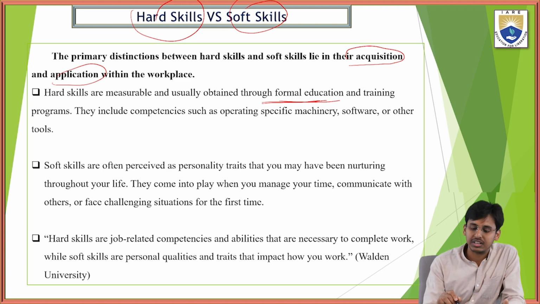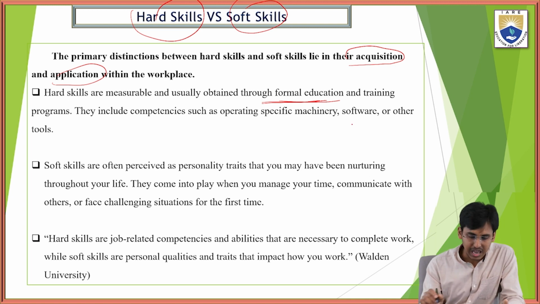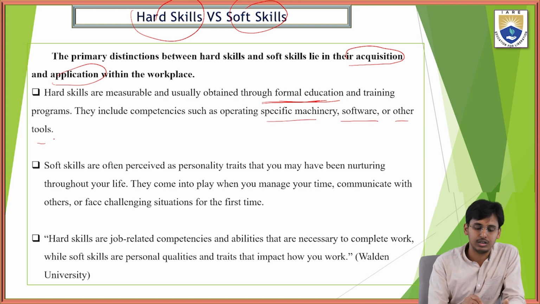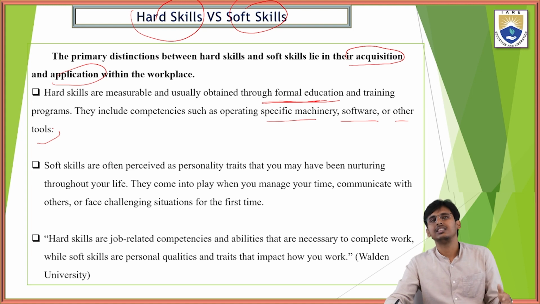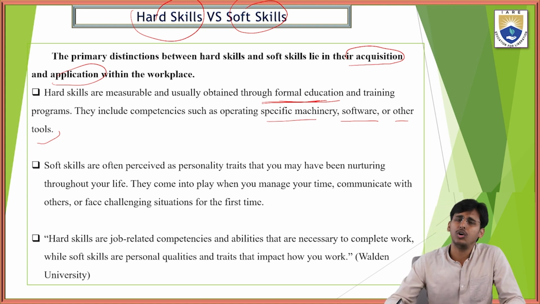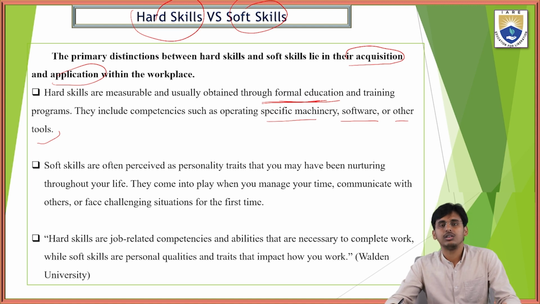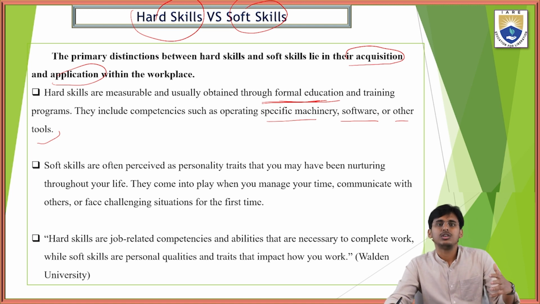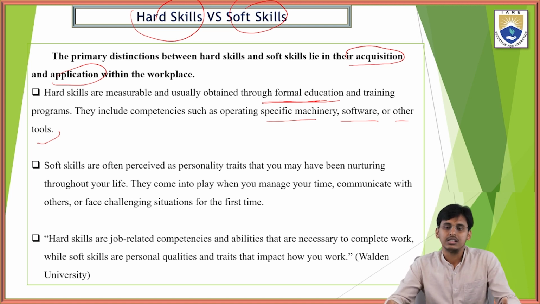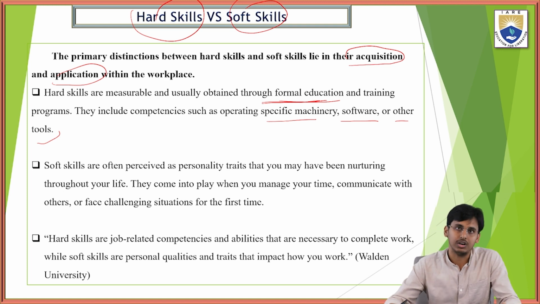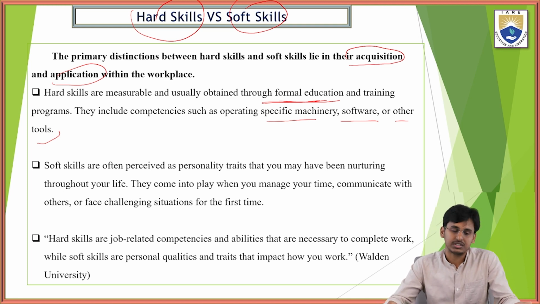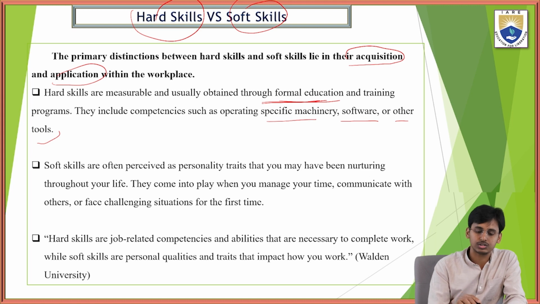They include competencies such as operating specific machinery, software, and other tools. So hard skills are all about the core competencies that are required for the work to be done. But they do not tell us how we will do this work. And for that, we need soft skills.